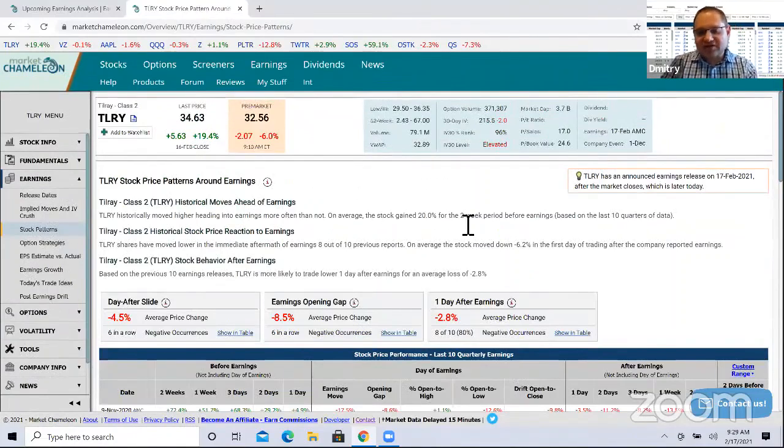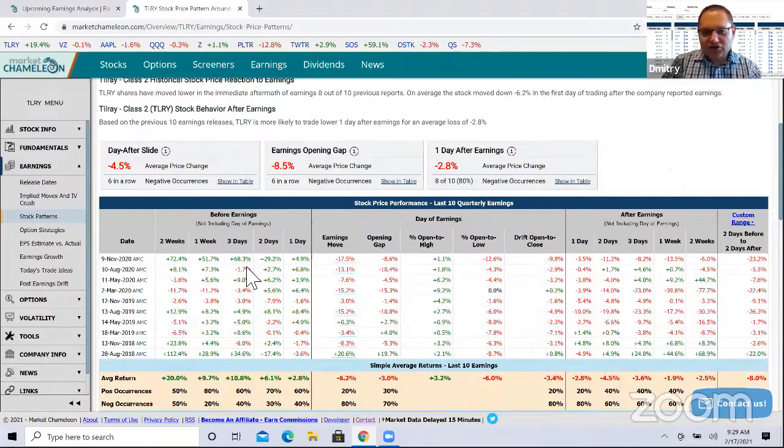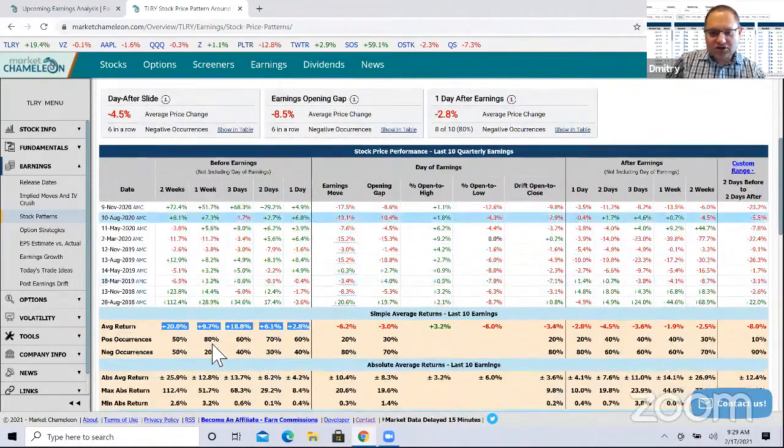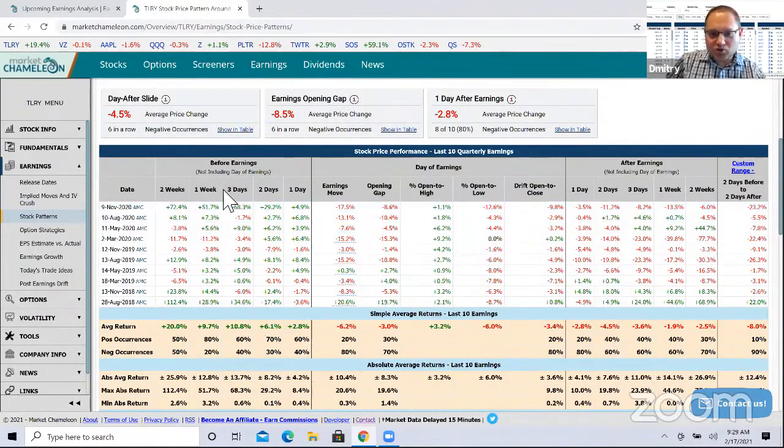I don't think we have time for this, but just really quickly, you could see here, heading into earnings, historically the stock tended to run up into earnings, especially 1 week before earnings. You could see here, on average, it gained 9.7%, up 80% of the time. After earnings, historically it didn't do that well. Day of earnings and heading out of earnings, it tended to weaken a little bit.